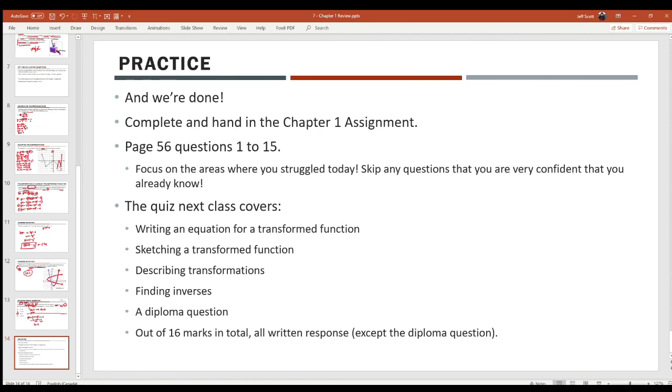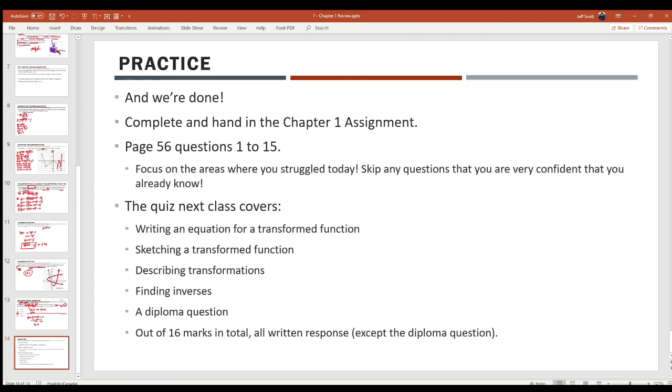And we're all done. So what I want you to do for the rest of class is make sure that you've completed your Chapter 1 assignment. Hand it in as soon as you're done. If you're not done it today, then please hand it in tomorrow at the absolute latest. If you're all done that assignment, it'd be really wise to work on page 56, questions 1 to 15. Focus on the areas where you struggle today. You don't have to do all of those questions. Skip any of the questions that you're very confident that you already know, and focus on the ones where you really need some extra practice.